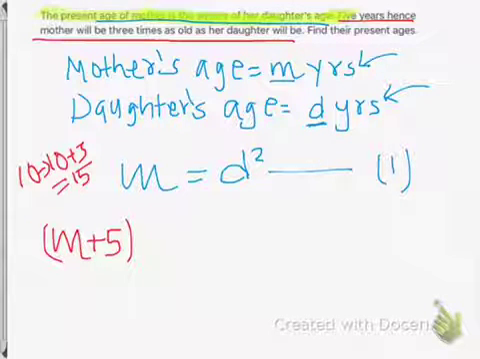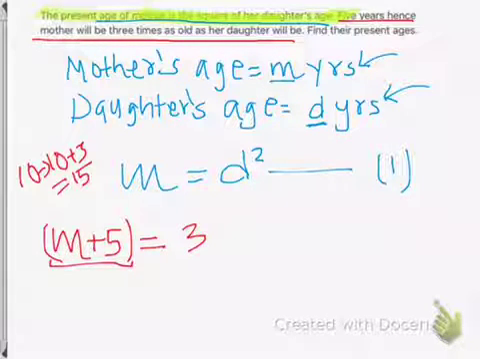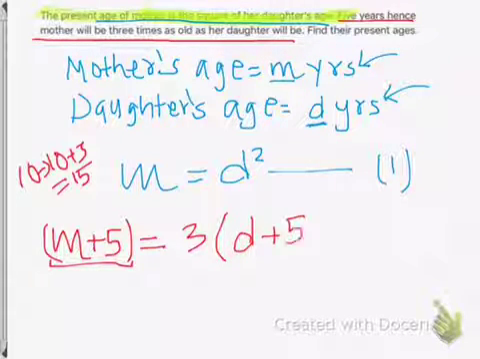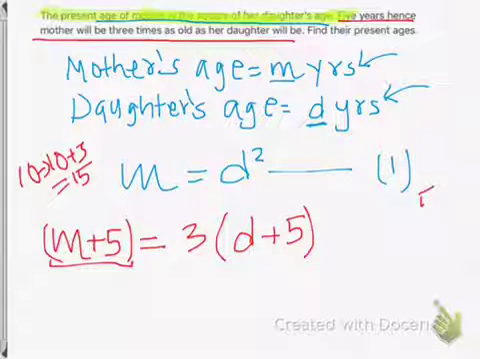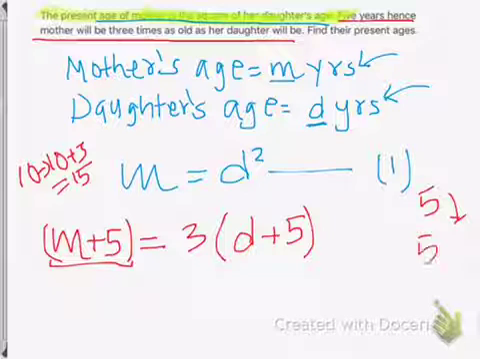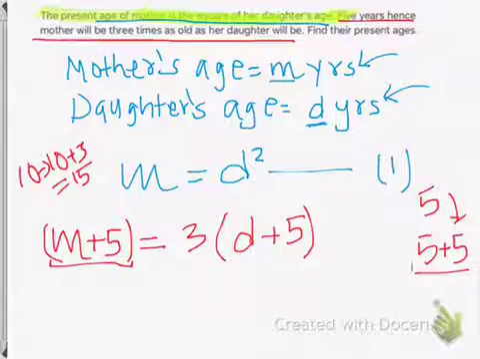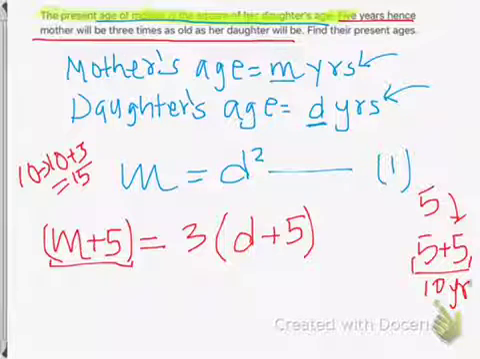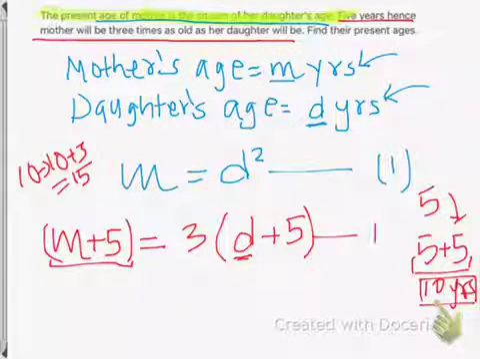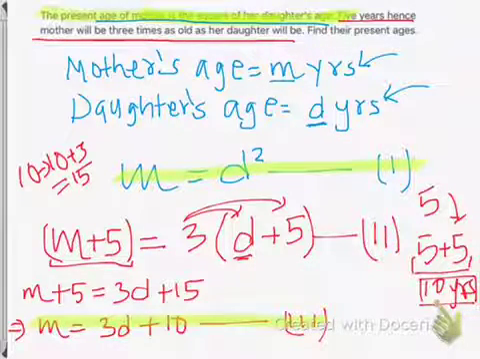So 5 years hence, mother's age will be 3 times as old as her daughter is. So daughter's age is d plus 5 after 5 years, because if daughter is, let's say, 5 years right now, she'll be 5 plus 5 years, that is 10 years after 5 years. So if she's d years right now, she'll be d plus 5 years after 5 years. So let me make this equation 2.